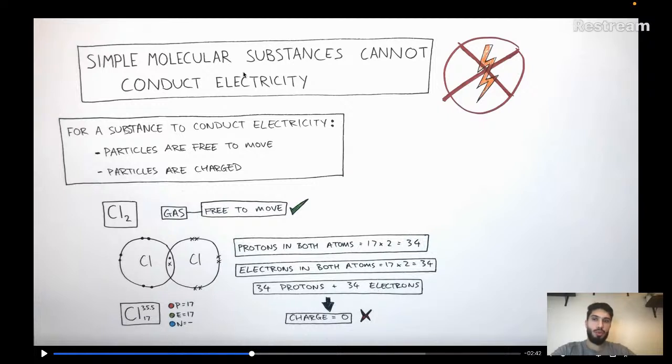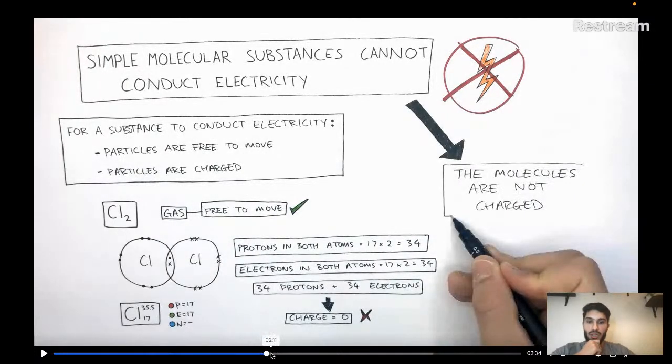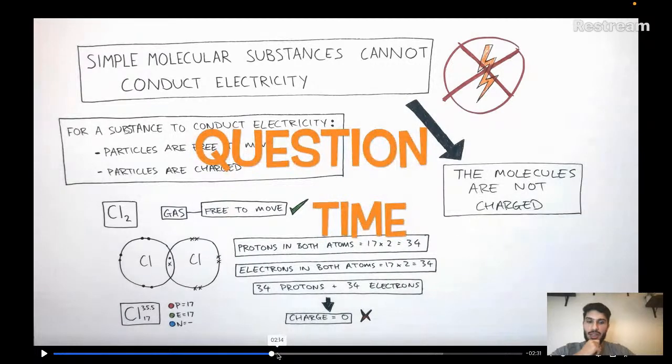Okay, so simple molecular substances cannot conduct electricity, not because the particles are not free to move. The majority of them can. However, the particles, and by this we mean Cl2, they're not charged. And there are no delocalized electrons, and there are no ions. Therefore, the molecules cannot conduct electricity.